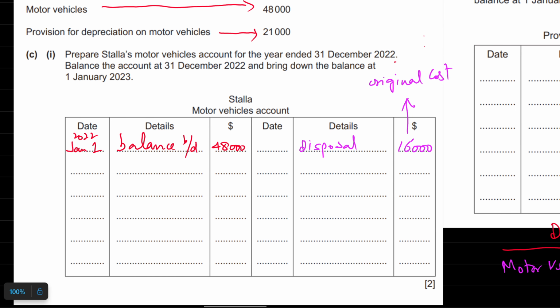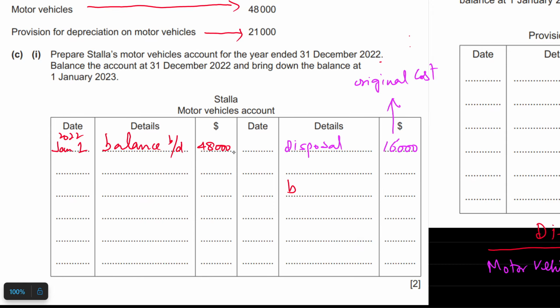Now students, there was no other transaction relating to motor vehicle, that's why we will balance it off. It was sold on December 31, 2022. Balances are recorded on the last day of the year, and the balance carried on will be 48,000 minus 16,000. Total of both sides is 48,000, and closing balances.